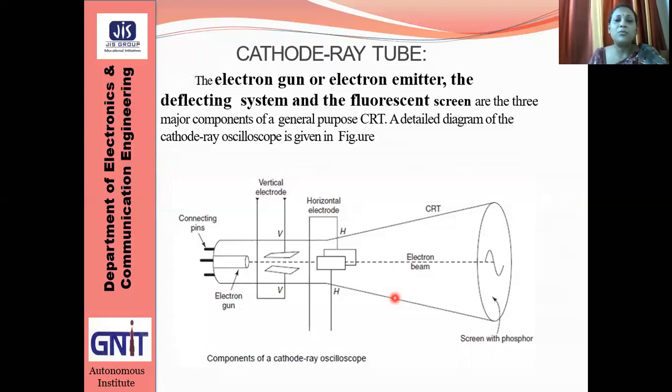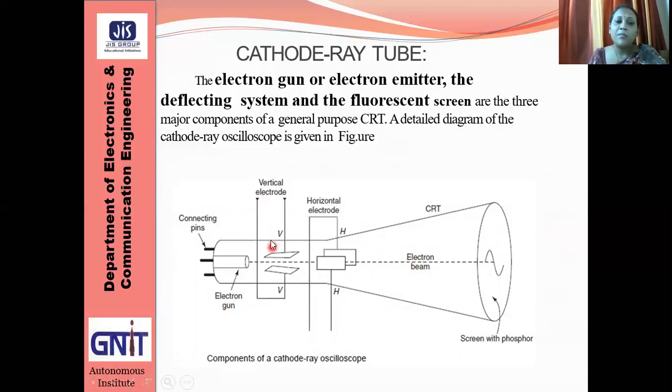This is the cathode ray tube. So the electron gun or electron emitter, the deflecting system, and the fluorescent screen are the three major components of a general purpose cathode ray tube. A detailed diagram of the cathode ray oscilloscope is given in this figure.